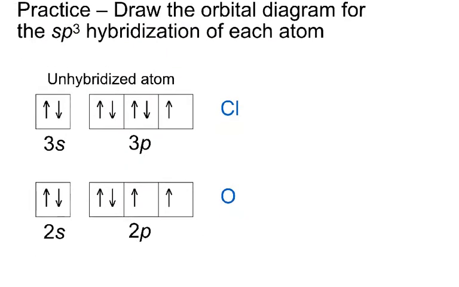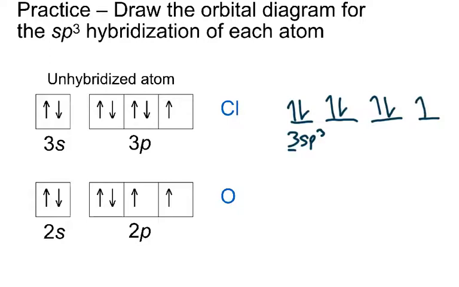So let's practice drawing that. Draw the orbital diagram for the sp3 hybridization of each atom. So for chlorine, again, we're sp3 hybridizing, so we have 4 equal in energy orbitals. They are called 3 sp3 because we put that primary quantum number out front. And then we have 7 electrons to fill in. So 1, 2, 3, 4, 5, 6, 7 electrons.